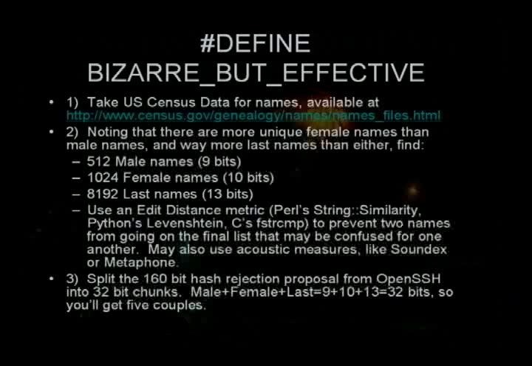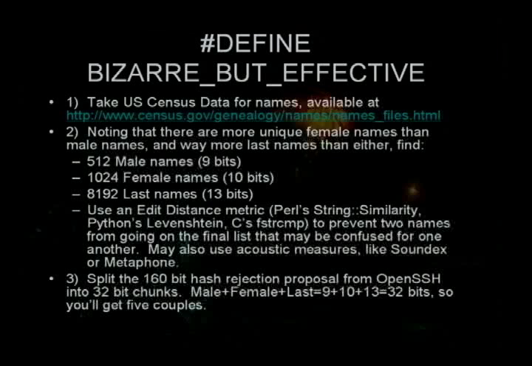So first, we take US Census data for names, which is available at the US Census. We note we have to have quite a few more female names than male names available. So what we do is we take 512 male names, 1,024 female names, and 8,192 last names. That's 9 bits, 10 bits, and 13 bits respectively.